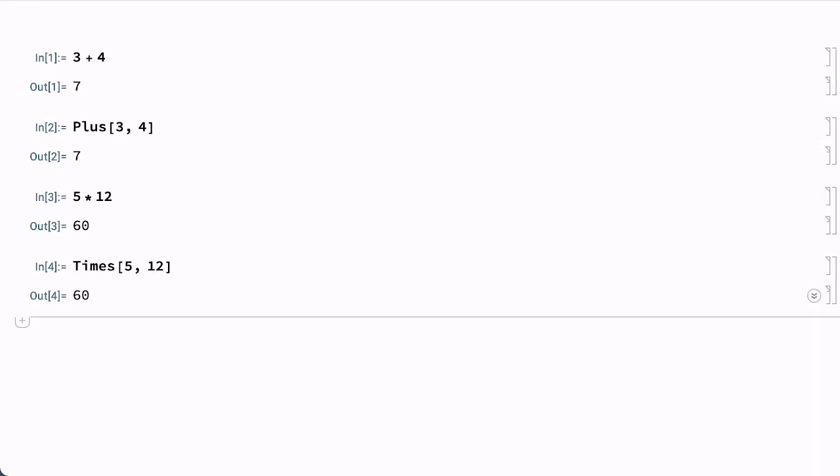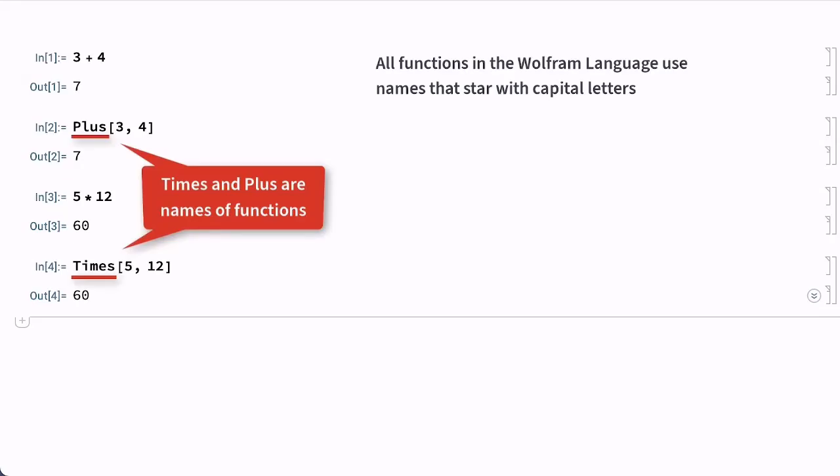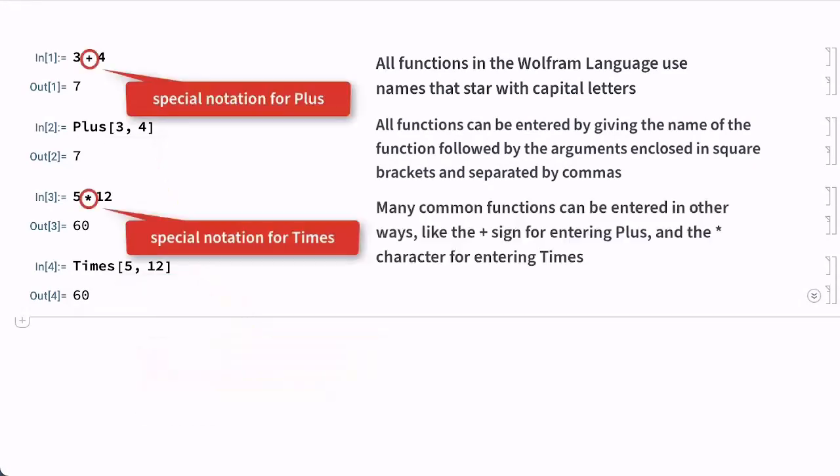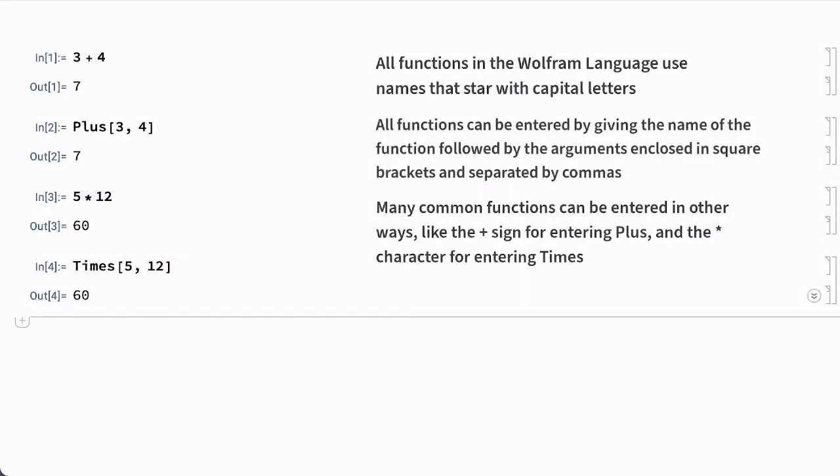All functions in the Wolfram language use names that start with capital letters, and all functions can be entered by giving the name of the function followed by square brackets that enclose the arguments of the function, with commas between the arguments if there is more than one argument. The things between the square brackets are the arguments of the function. Many commonly used functions like plus and times have other ways to enter them, like the plus sign for entering plus and the asterisk for entering times, but all functions can be entered using the name of the function followed by the arguments in square brackets.